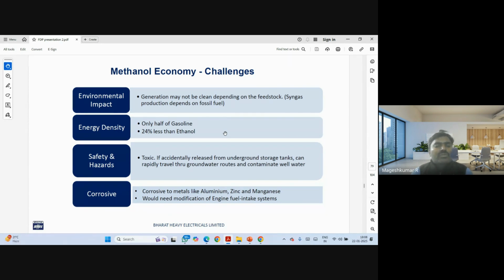It is highly corrosive to metals like aluminum, zinc, manganese, and would need modification of engine, fuel and tank systems. It requires modification of systems before adoption of these technologies.